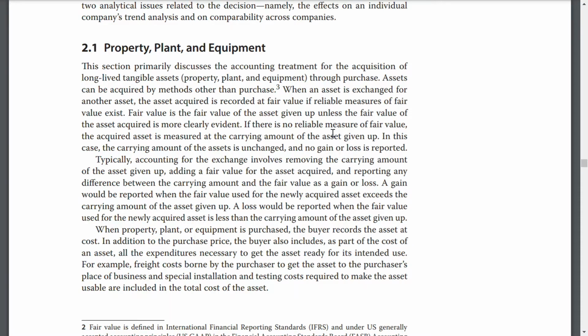For example, the purchase of a plant for business, specialized installations, and testing costs required to make the assets available are included in the total cost of the asset.